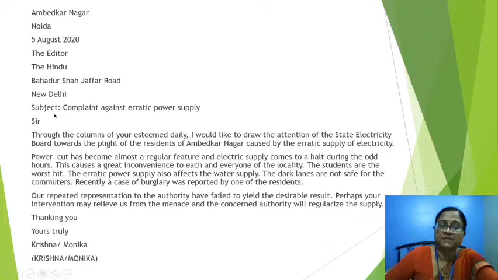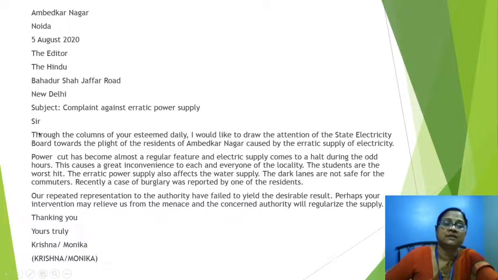Then comes the subject. It is a complaint letter. So I have started the subject straightway, that is complaint against erratic power supply. Children, please remember that the subject will start with the capital letter. Always you must write the subject starting with the capital letter. After subject, you don't leave any line. You straightway come to the salutation. That is, here I have written Sir.